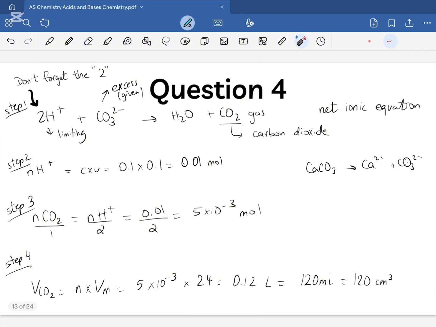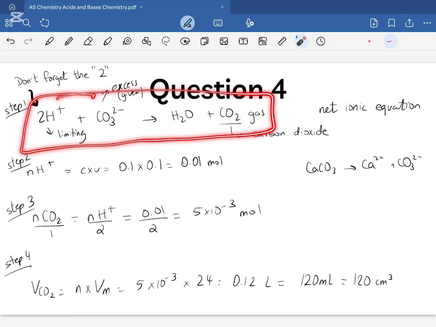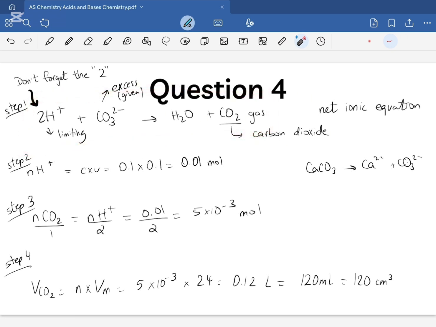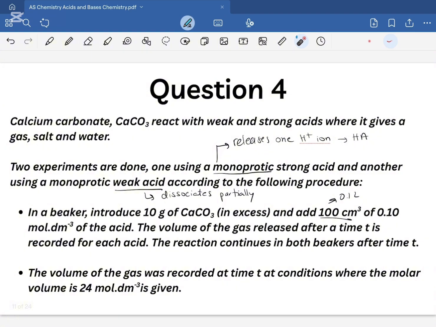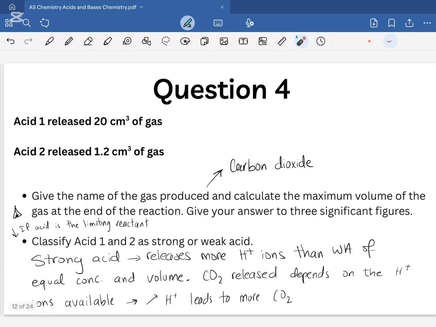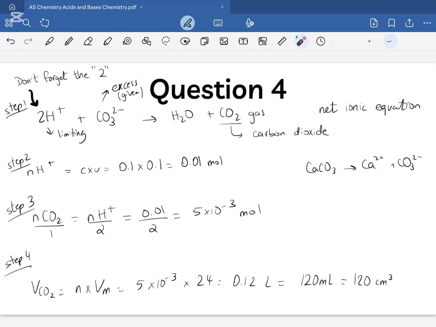So over here, we're going first to write the net ionic equation. The net ionic equation is 2H plus plus CO3 2 minus gives H2O plus CO2. The H plus will be the limiting. We need to find the number of moles of the acid. We do C times V. The concentration was 0.1, and the volume was also 0.1 liter. So we get an answer of 0.01 mole. Then using the coefficients, we can get the number of moles of CO2 that will be produced, which will be the number of moles of H plus divided by 2. And this is the number of moles of CO2 that will be produced.